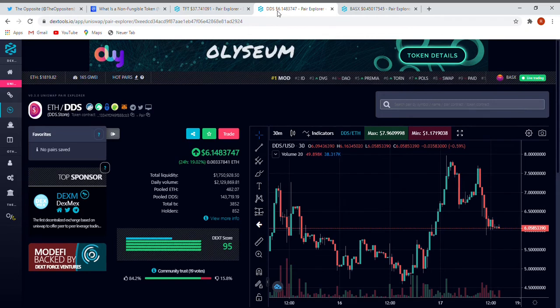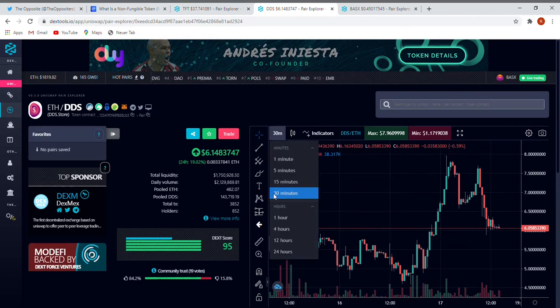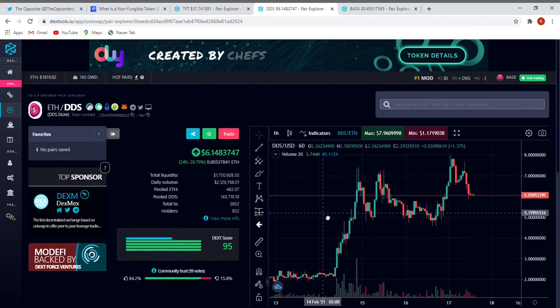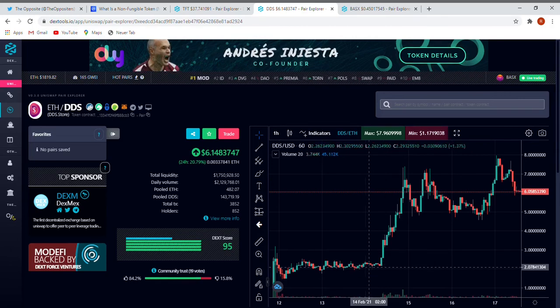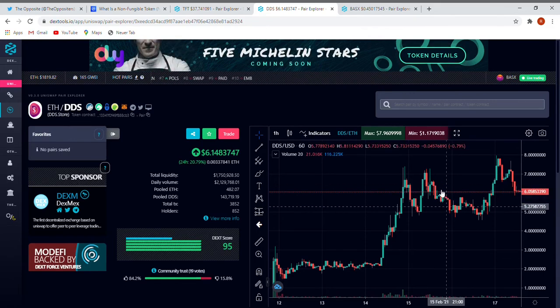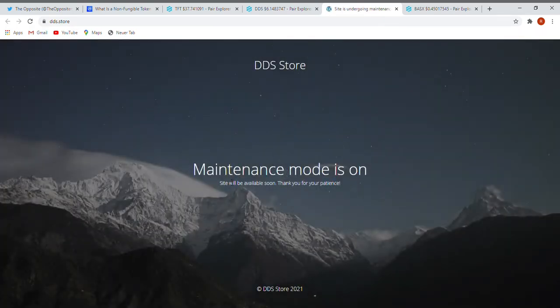DDS Store is it called, the Digital Dollar Store. Very nice project, also very young. If you see here, I need only the 1 hour chart here. So like you can see, it has a really nice pump over the days. It was around $2 and pumped up to an average of $6 around, with some peaks and dips down, but that's not bad. They're now working on their website, like I know, but we'll see, maybe they already finished. The maintenance mode is on. Site will be available soon. Thank you for your patience.